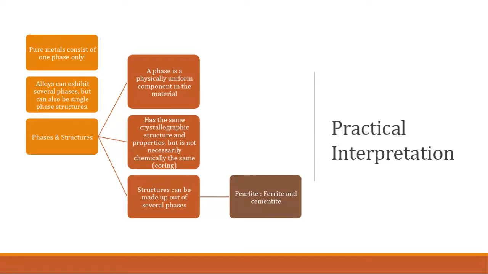And you see that a lot when it comes to cast products. Okay, and of course we'll get into what all this means when we start looking at the visual imagery of what coring is in cast structures. Structures can be made up of several phases. For instance, for those that know steel very well, you have ferrite and cementite, which in combination creates perlite.